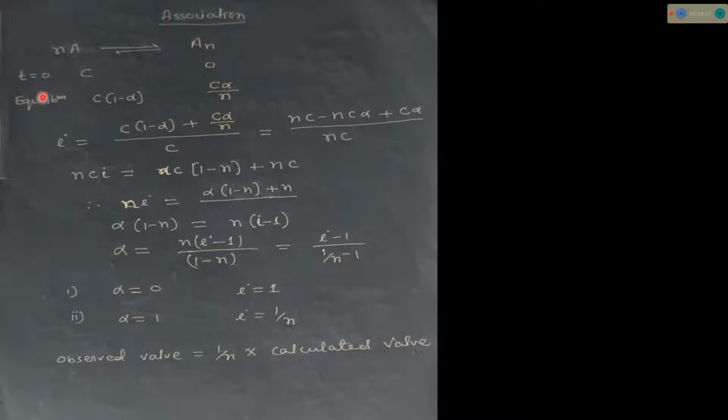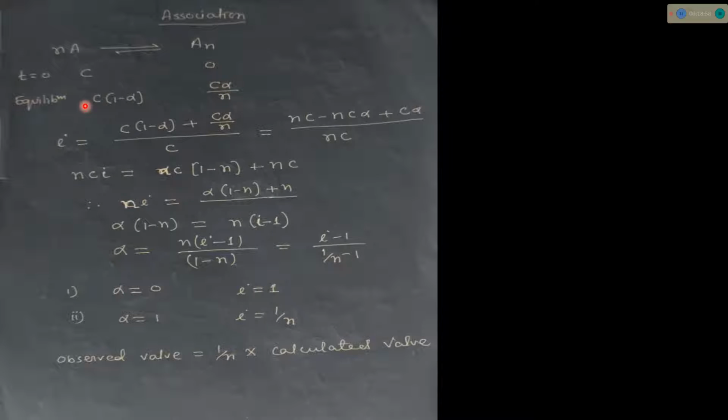So this is the n-mer. Initially the mole number is C for A, and for the n-mer it is 0. Now at equilibrium, after association, A becomes C into (1 minus alpha), and the n-mer becomes C alpha by n. Since n moles of A form a single n-mer, 2A form 1 mole of dimer, 3A form 1 mole of trimer. So the number of particles is decreasing, that's why we divide by n in the concentration.